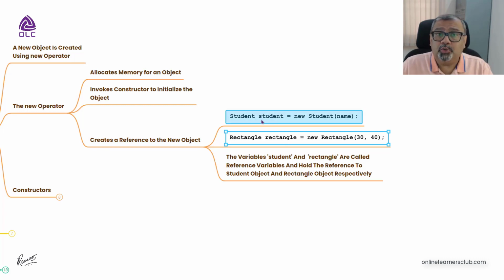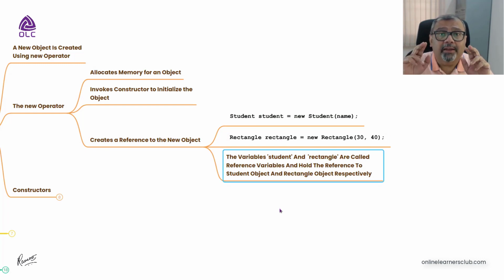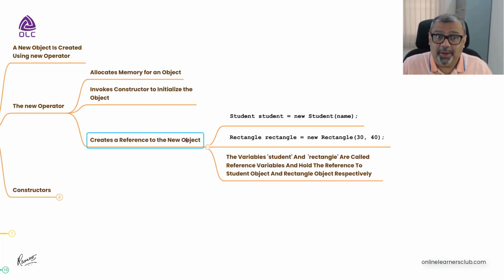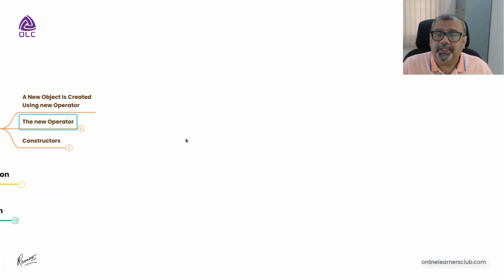The variables student, with a small s, and rectangle, with a small r, that you see here are nothing but reference variables, which means each is a variable referring to an object and holds the reference of that particular object. It does not hold any information as such. Only using this variable, for example student dot some method, can methods be executed, rectangle dot some method can be executed, or rectangle dot some variable could be accessed. That is how an object is accessed via the dot operator. So that's about the new operator.